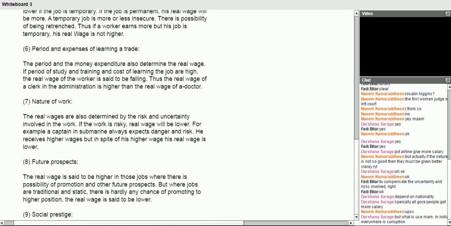Yeah, that is a different issue, Darshana. Yeah, corruption is too much there, too much. But things will take time to streamline.